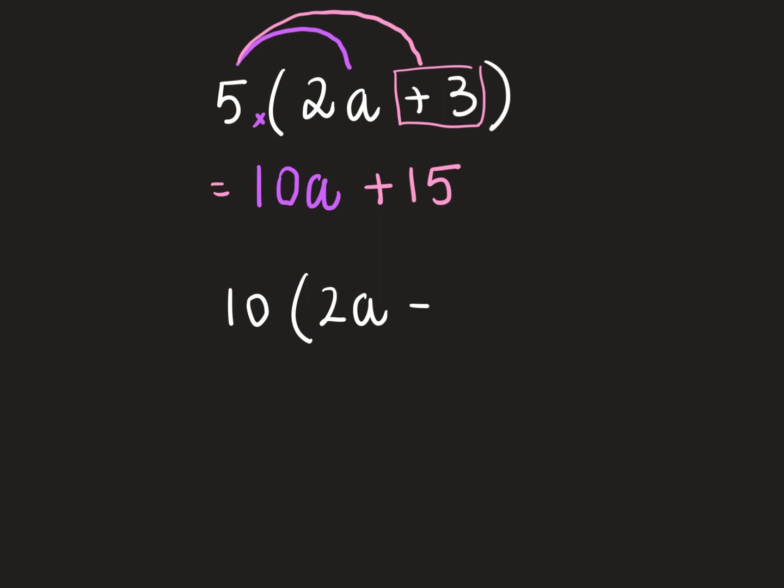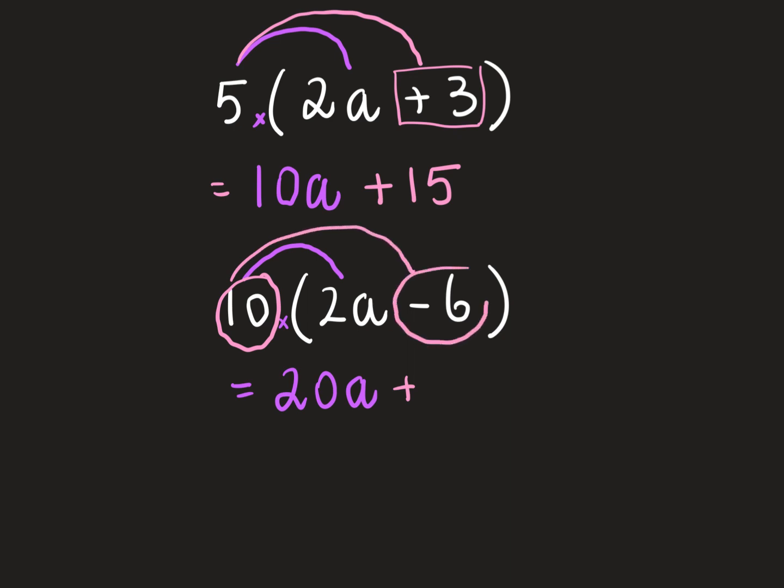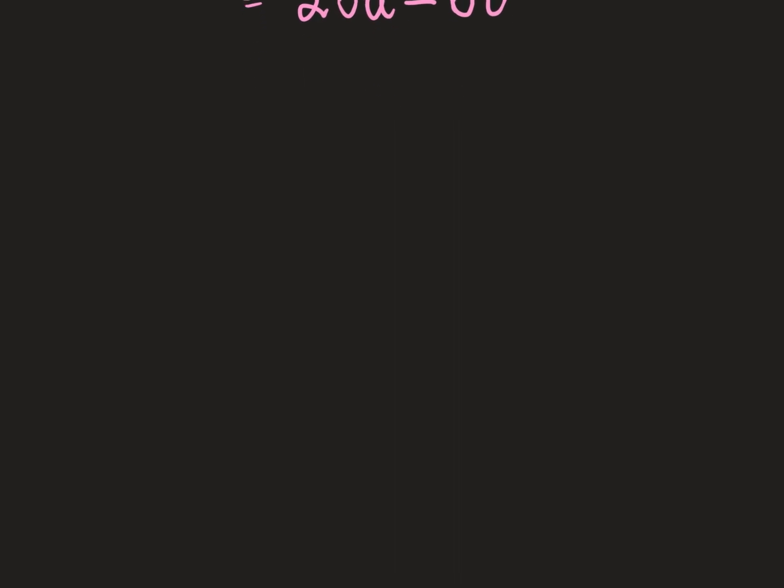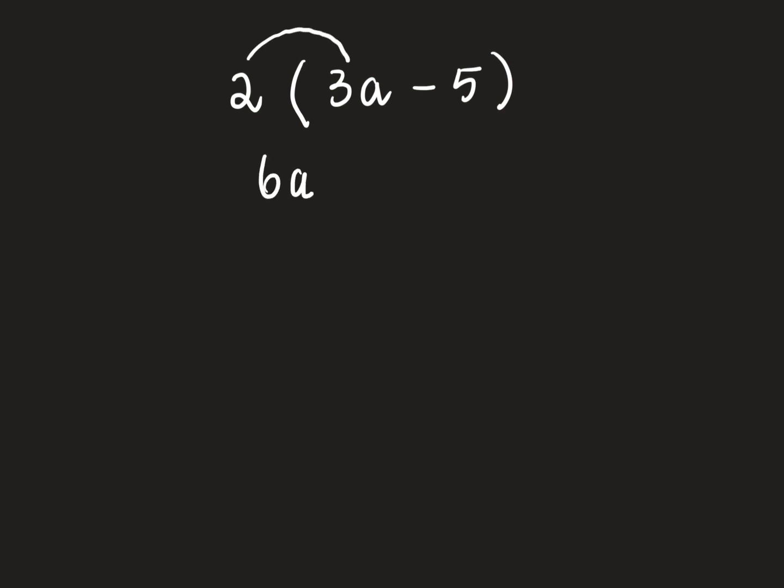How about this one? 10 lots of 2A minus 6. Remember, that's a hidden little multiplication sign in there. That gives me 10 lots of 2A, which is 20A, plus 10 lots of negative 6. 10 times minus 6 is minus 60. Now, I don't need to write that like that, do I? That's just going to go to 20A, plus minus together is minus. 20A minus 60. What about this? If I've got, let's say, 2 lots of 3A minus 5. 2 lots of 3A is 6A. Then 2 lots of minus 5 is minus 10.